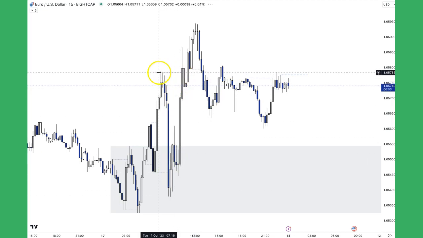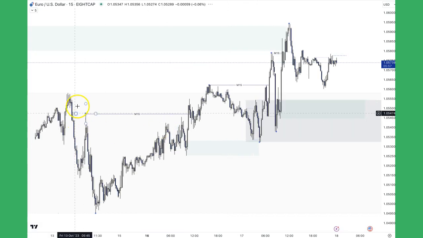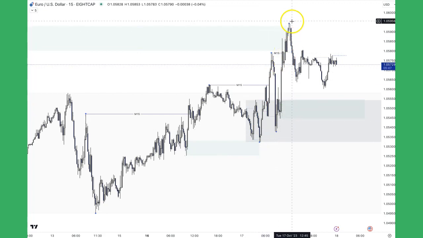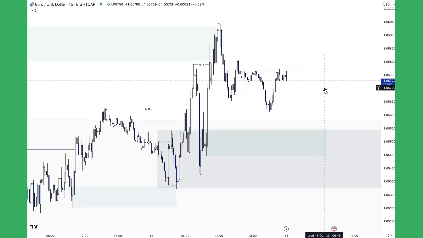I've marked this as my break of structure, and we are bullish. So after the break of structure, there we go, we're just continuing with this order flow. From here we had a break of structure, a higher high, a higher low, a higher high, a higher low, a higher high, and a higher low. Probably this is the low, and we continue further and then see what happens.